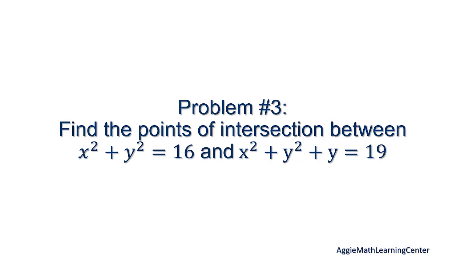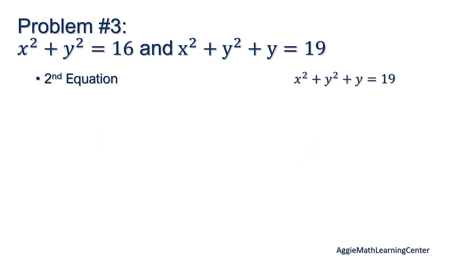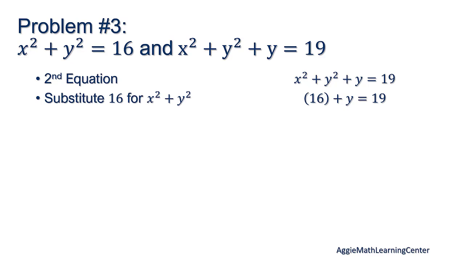We will use the method of substitution for this problem, but then again, elimination is also valid. Because the first equation says that x squared plus y squared is equal to 16, and we notice that the same thing is found on the left side of the second equation, we will replace the x squared plus y squared in the second equation with 16. This will give us 16 plus y equals 19. You can then solve for y by subtracting 16 from both sides to get y equals 3.